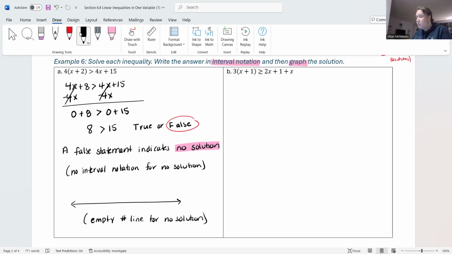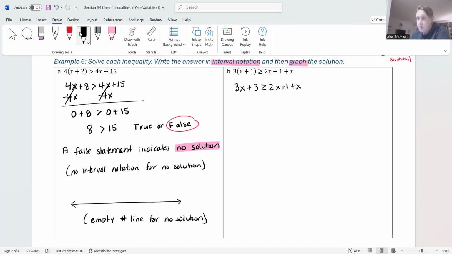All right, let's look at part B. So for part B, the first thing I want to do is distribute. So I'm going to distribute 3 on the left. So I get 3 times x plus 3 times 1, so plus 3. And then that's greater than or equal to 2x plus 1 plus x.